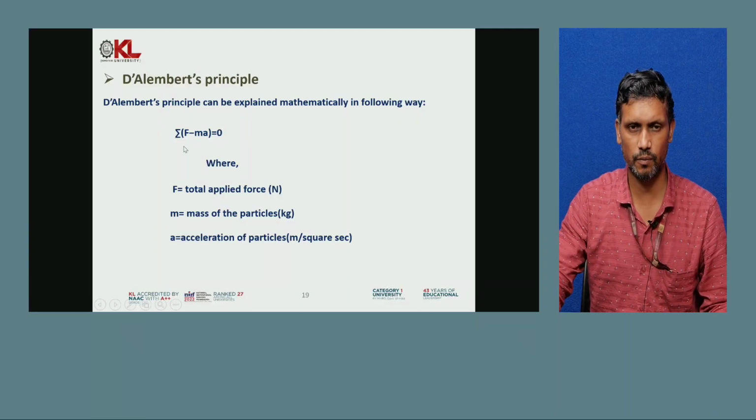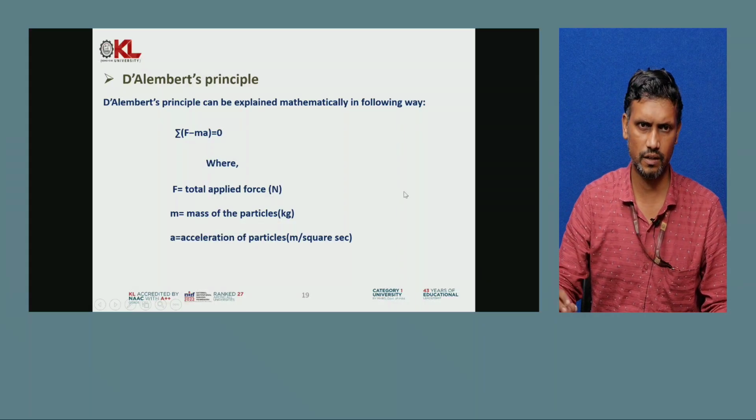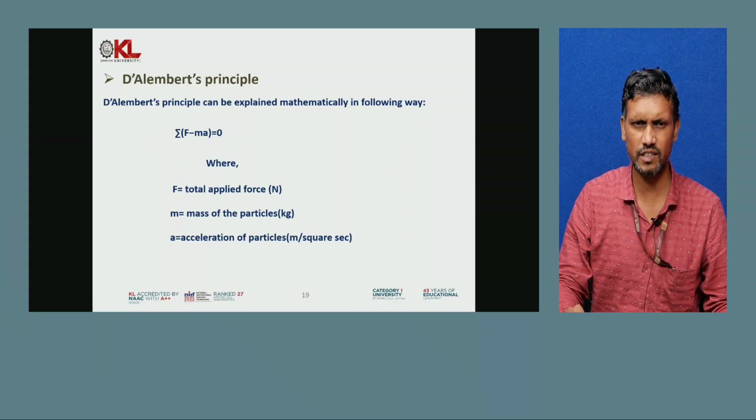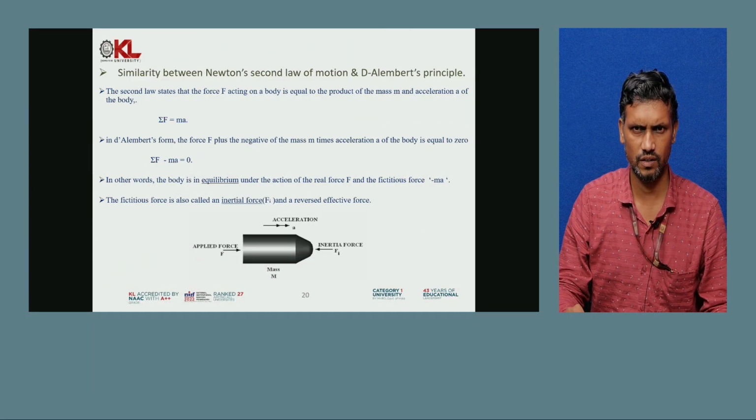You already know the formula F equals ma. Now you are bringing ma and F on one side, and you are doing summation of it. Summation of F minus ma equals 0. This is nothing but D'Alembert principle. Very small, basic. Okay.